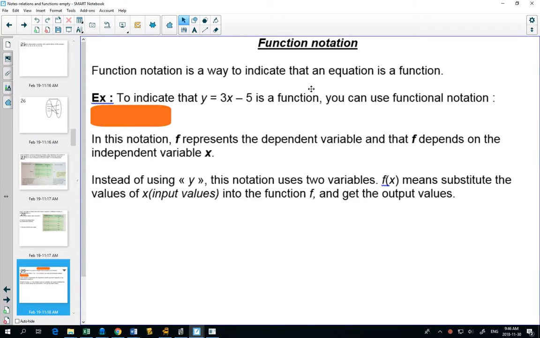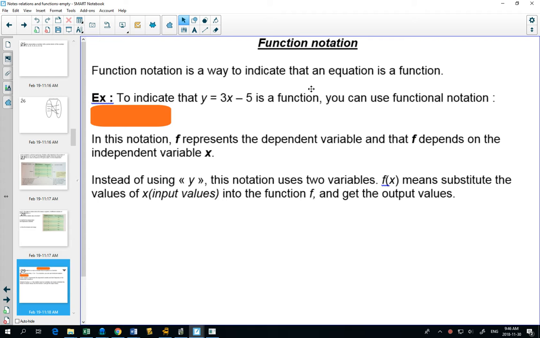Function notation is a way to indicate an equation is a function. So remember, we've been looking at relations, and functions are special relations where each x value has one y value. And if an x value has two different y values, then it's no longer a function.